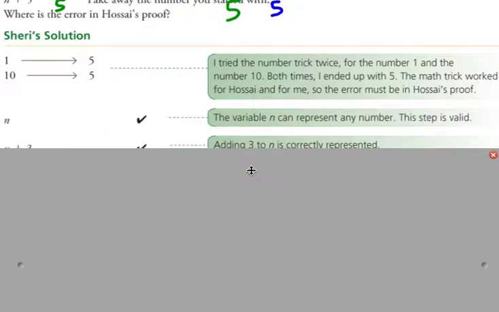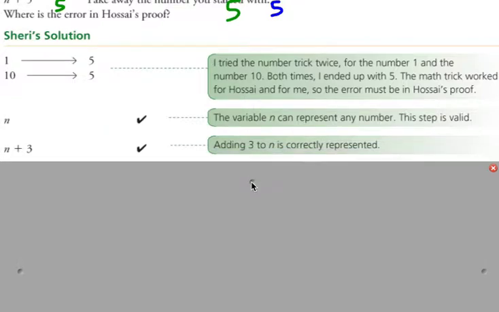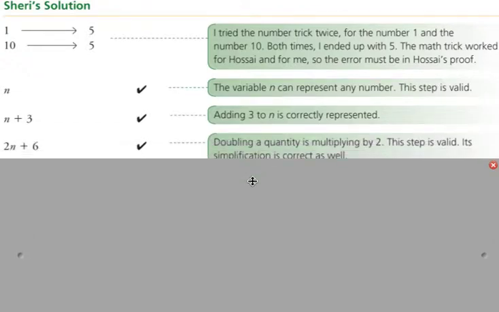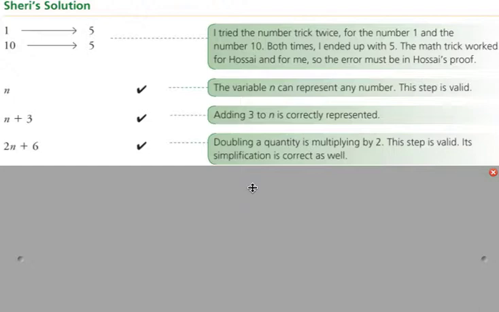we start with n. N can represent any number. And then we add 3 to n, just like she was doing in her proof. And then we double the quantity. So we double n plus 3 to give us 2n plus 6. Again, this is valid.